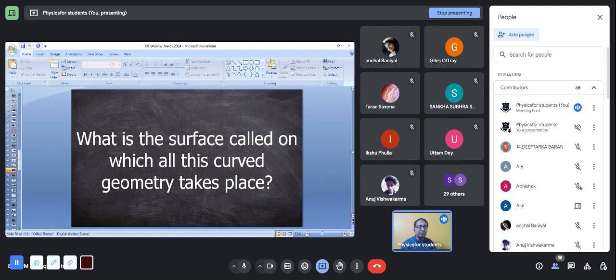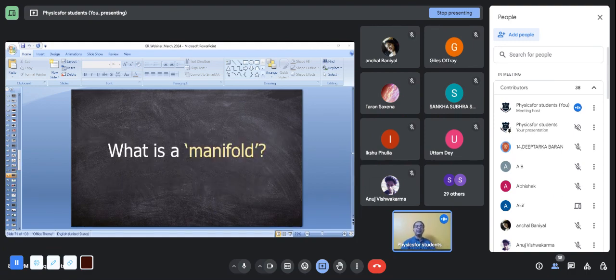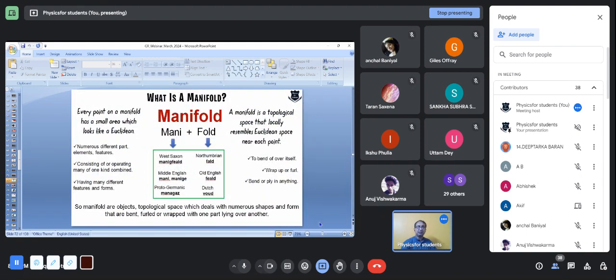So what is that geometry? What is the surface called? It is called a manifold. And who actually coined this term? So any surface, but any surface cannot be called a manifold. I'm just giving you an example. Maybe this one can be called a manifold. It has got many curvatures, right? Like this, it can be called a manifold, yes. But all surfaces cannot be called a manifold.